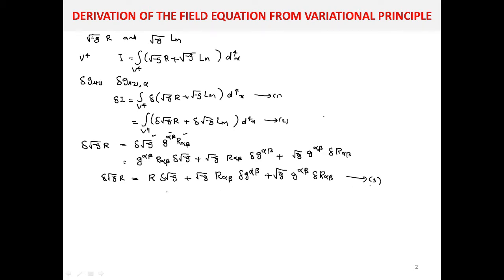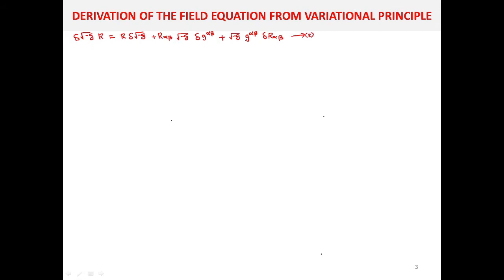Now we are going to calculate each term. First we can calculate the term delta of root of minus g. Delta of root of minus g. What is the differential of root g? The differential of root g is 1 by 2 root g into differential of g. So it can be written as 1 by 2 into 1 by root of minus g into delta of minus g.